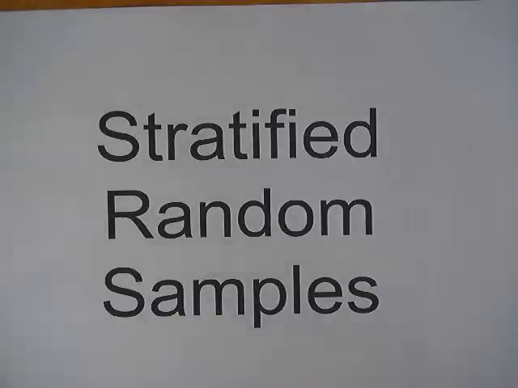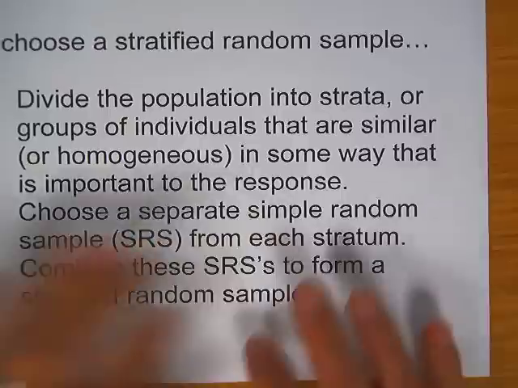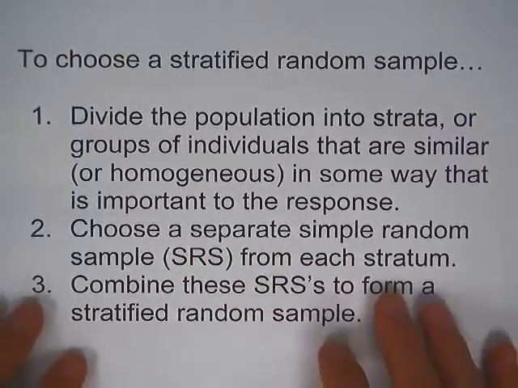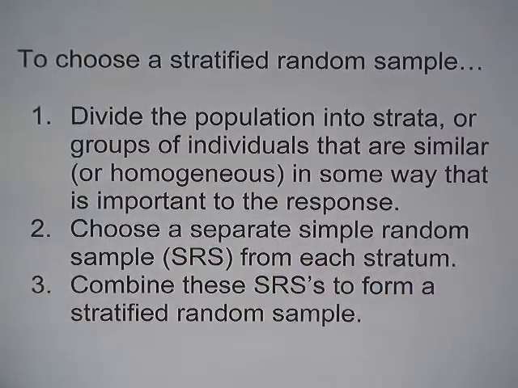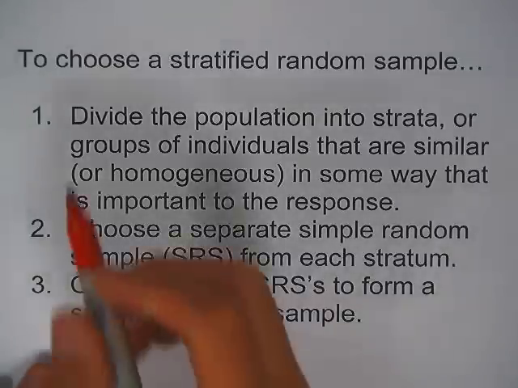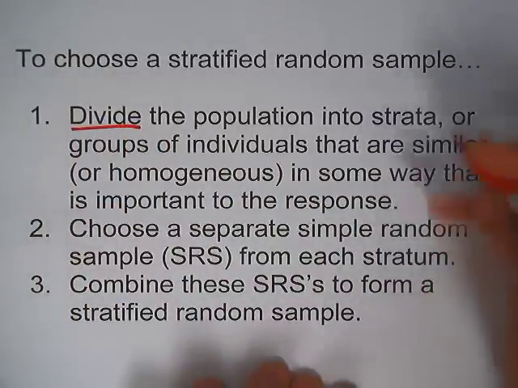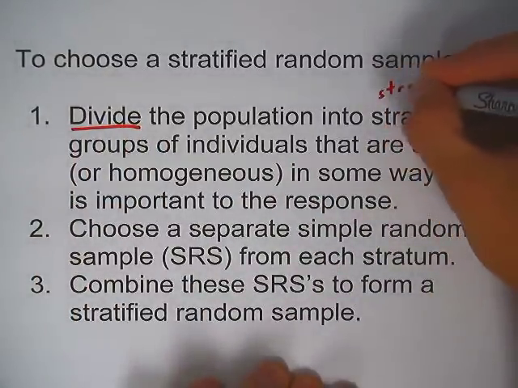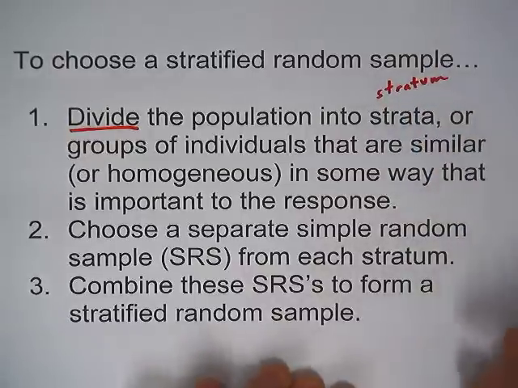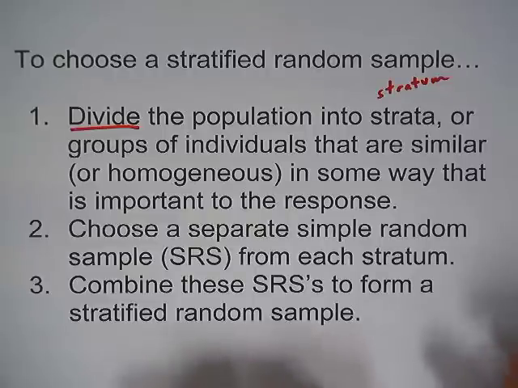Hi, this tutorial covers stratified random samples. To choose a stratified random sample, there are really three steps. The first step is to divide the population into strata. Strata is the plural of the word stratum, and a stratum is a group of individuals that are similar or homogeneous in some way that is important to the response.